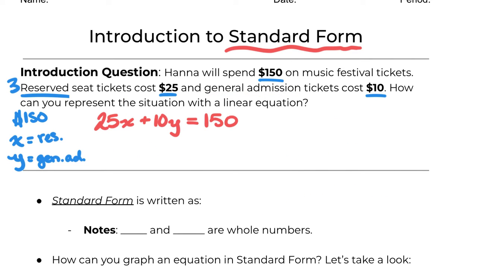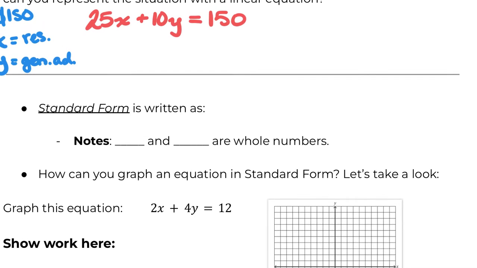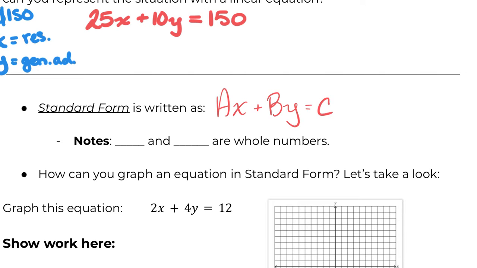Let me clear this up, and we're going to move on to what standard form is written as. If you'll notice, the equation up here that we wrote is in standard form. The general equation for standard form is ax plus by equals c.